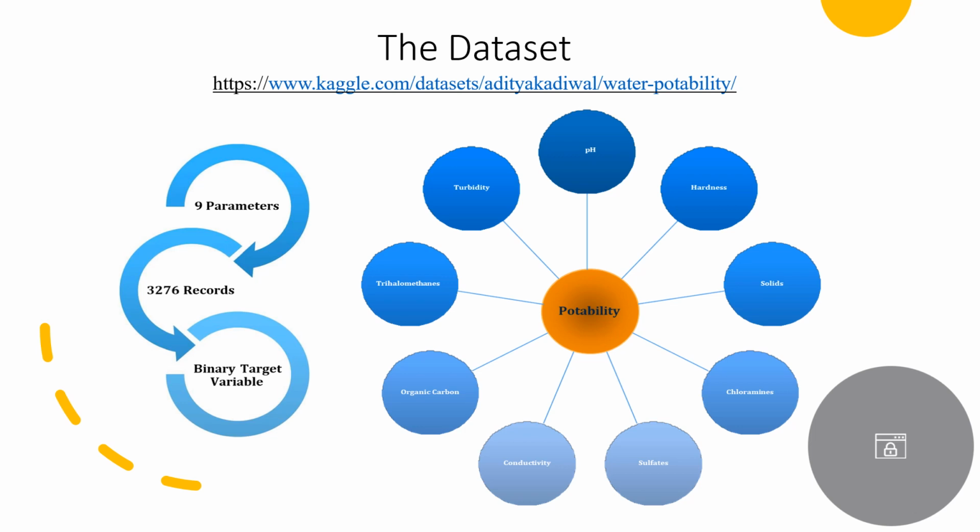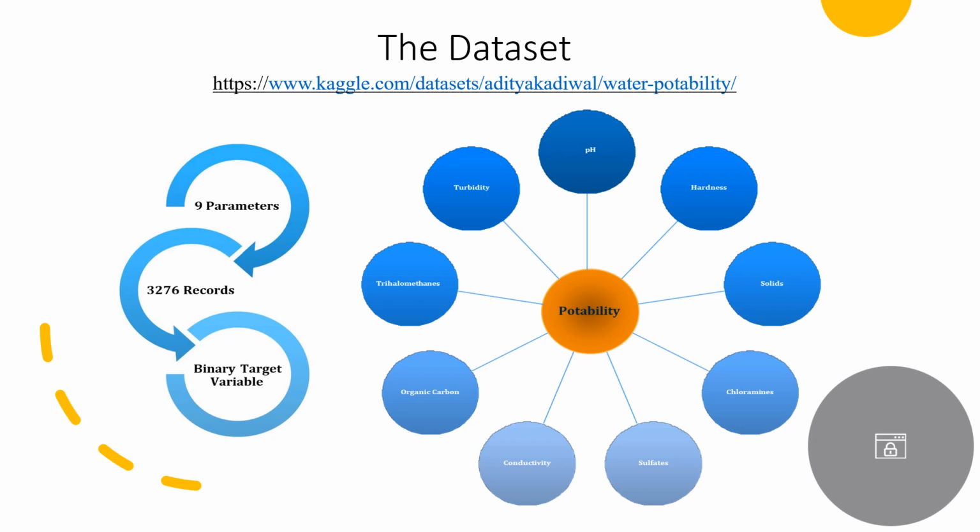And next, solids. Water has the ability to dissolve a wide range of inorganic and organic components. Chloramines are mainly used as disinfectants in public water systems, where it is important to check them. And sulfates. Sulfates are naturally occurring substances that are found in mineral soils and rocks.